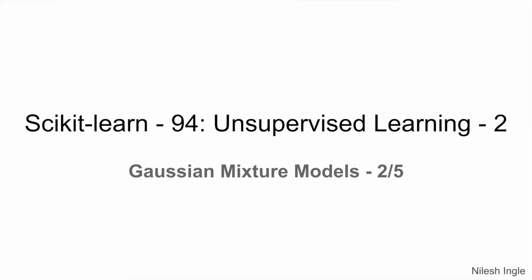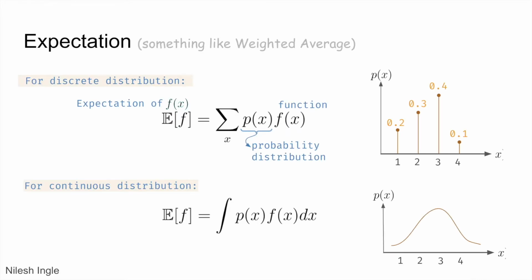In this video, we'll continue our discussion on Gaussian mixture models. Moving on to part 2, let's look at what is expectation maximization. Because this is a method used in one of the methods available in Scikit-learn to perform clustering. So expectation is something like weighted averages.